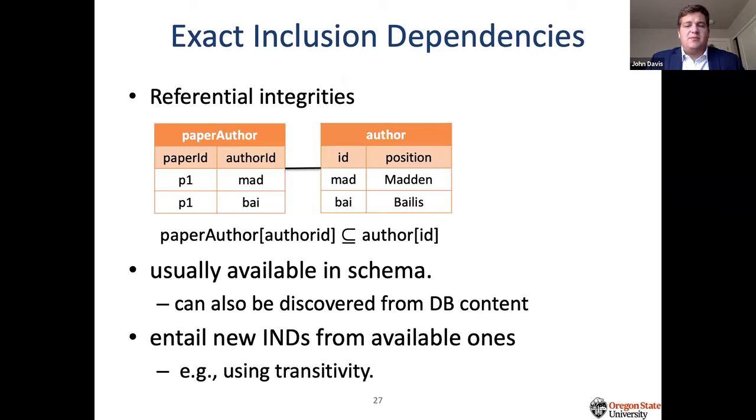Autobias can operate with two types of inclusion dependencies. The first is exact inclusion dependencies, which are also known as referential integrity constraints. The main example of an exact inclusion dependency is a key relationship between relations. An example of this relationship is shown. The fact that paper author's author ID attribute is a subset of author's ID attribute is a form of a referential integrity constraint. This form can often be found in the schema or discovered from the database content.